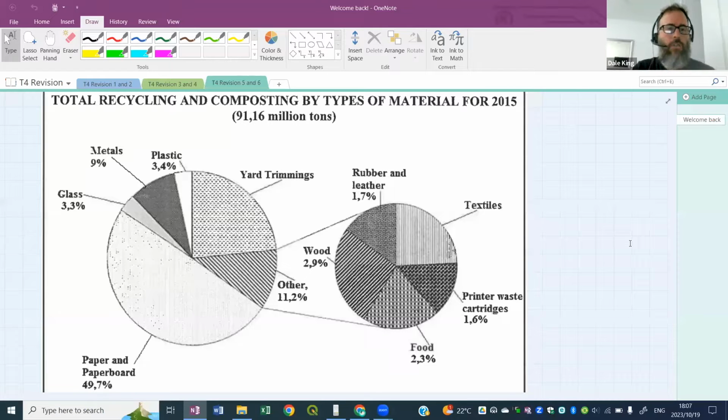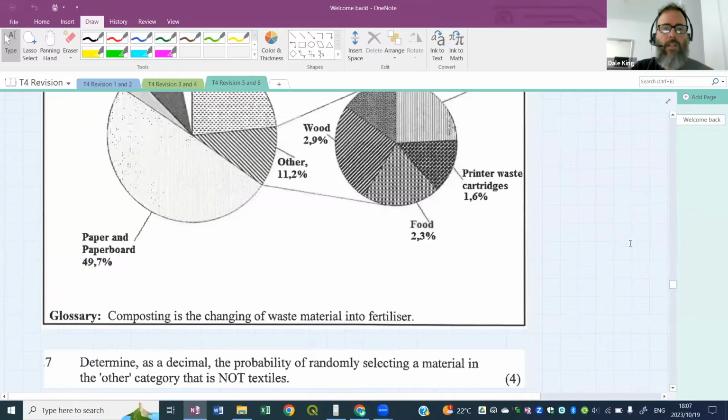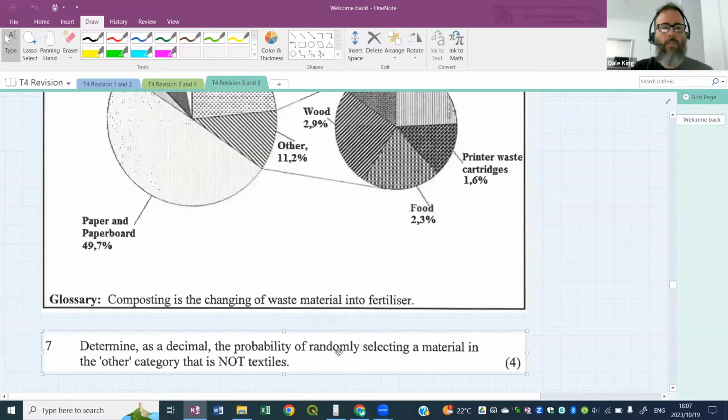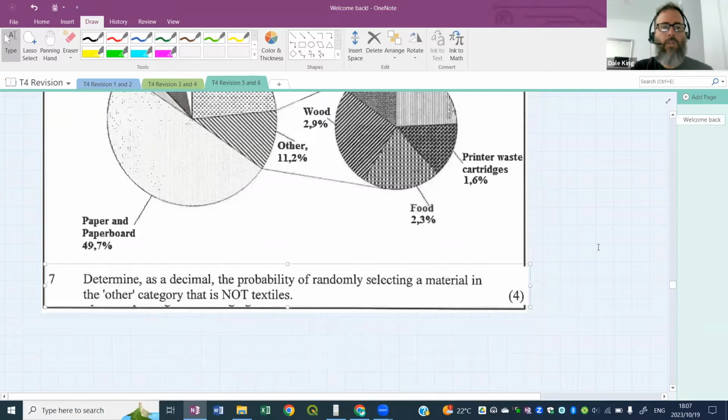Okay, so those are the two pie charts. I'm not going to explain it again. I explained it on Tuesday. For those of you that are new or weren't here on Tuesday, just bear with us, but those that were, you understand what's going on here. So there are the pie charts, and here is the question. I'm going to move the question up so you can see it.